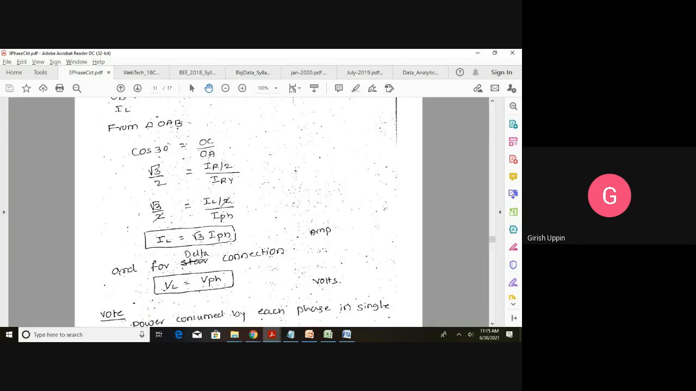So that is how in case of a delta connection, the line current is equal to root 3 times the phase current. Therefore, in case of delta circuits, the line current is more than the phase current. How much more? Root 3 times, or 1.732 times. And this is the relation for the line current and phase current. IL is equal to root 3 times I phase.